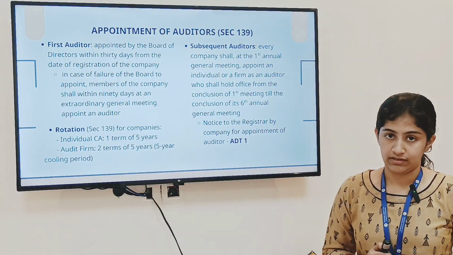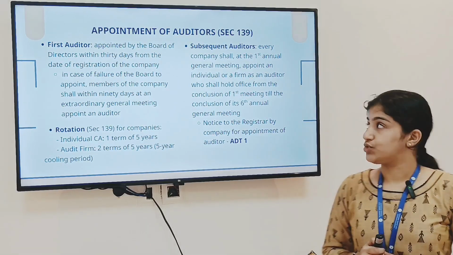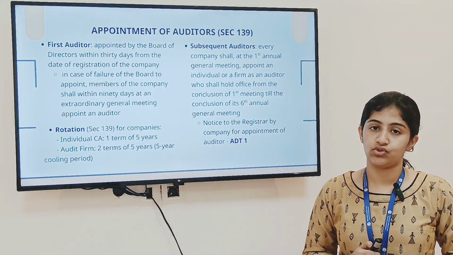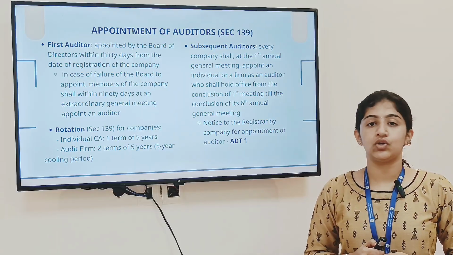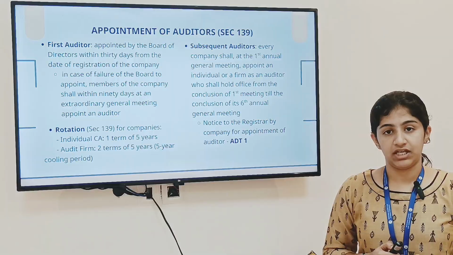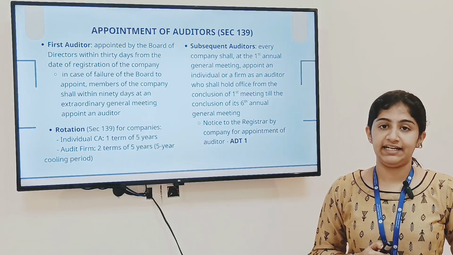Next, the subsequent auditors. Subsequent auditors have to be appointed at the first annual general meeting. He shall hold office from the conclusion of the first annual general meeting till the conclusion of the sixth annual general meeting. The notice of the appointment has to be given to the registrar in form ADT 1.